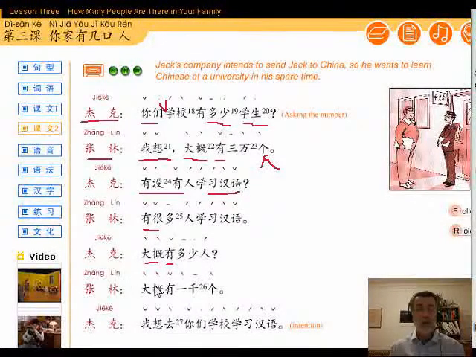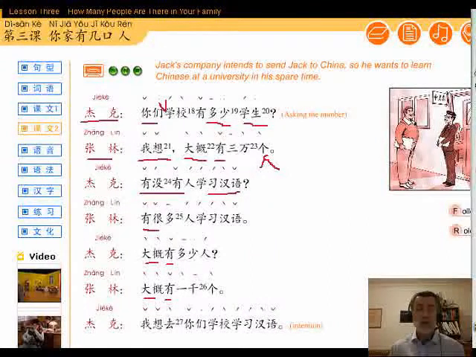And let's have a listen to Zhang Ning's response. 大概有一千个. Alright, so again, here's our repeated pattern. Adverb 大概 and verb 有. So there are approximately 1000.